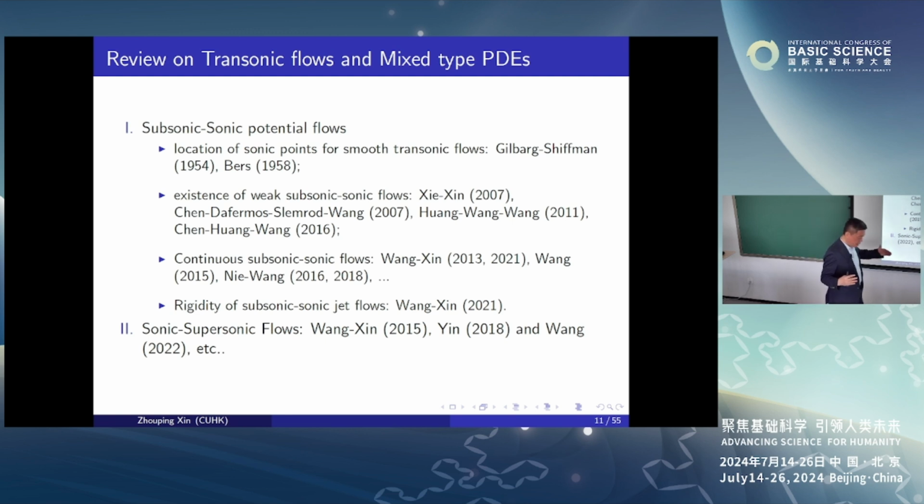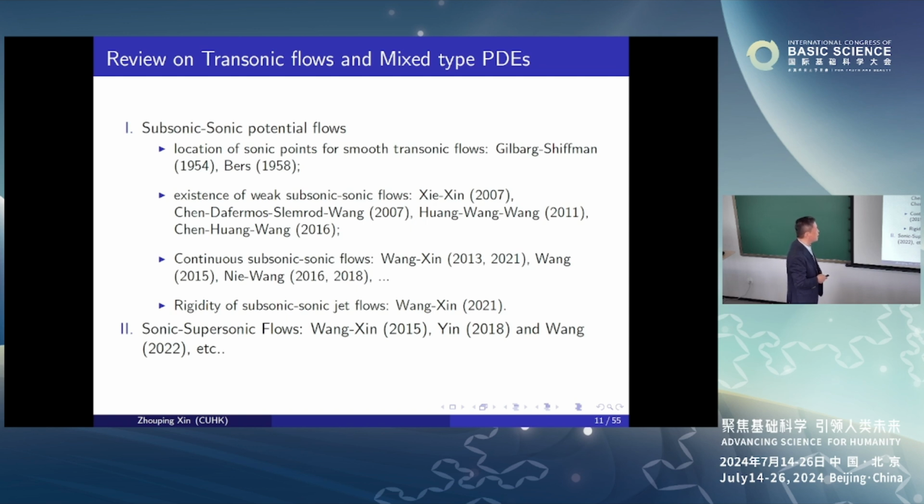Even study when you have a nozzle, the flow shoots out. The boundary is sonic. So the free boundary is sonic. We try to study the rigidity of this sonic boundary, and the nozzle somewhere becomes flat. The free boundary becomes flat. So it's called the rigidity problem.